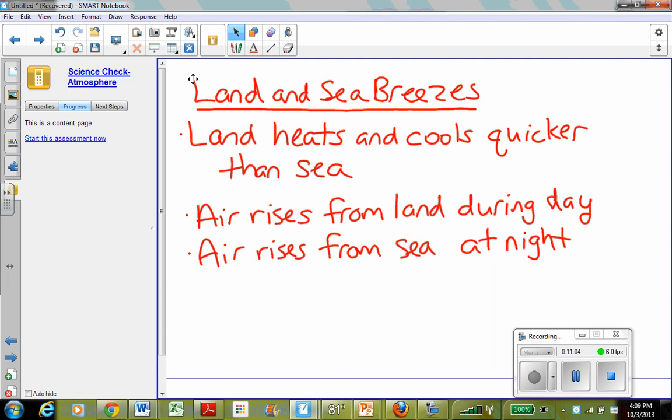We will do some looks tomorrow at the different wind bands and the Coriolis effect.